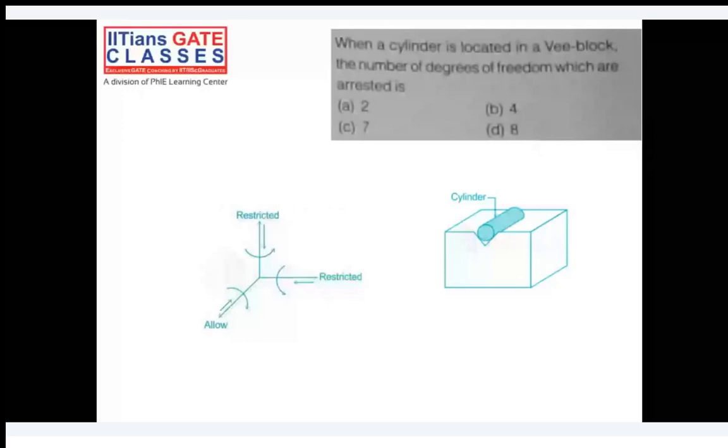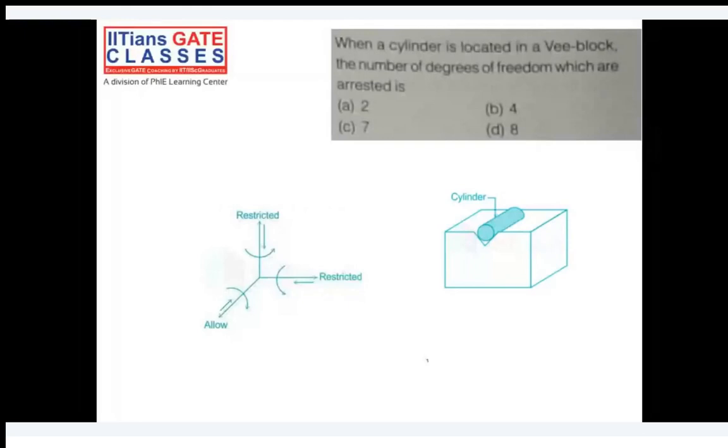Can you tell me the answer? It's not that difficult. I'll give you a hint. No, two is not the correct answer.